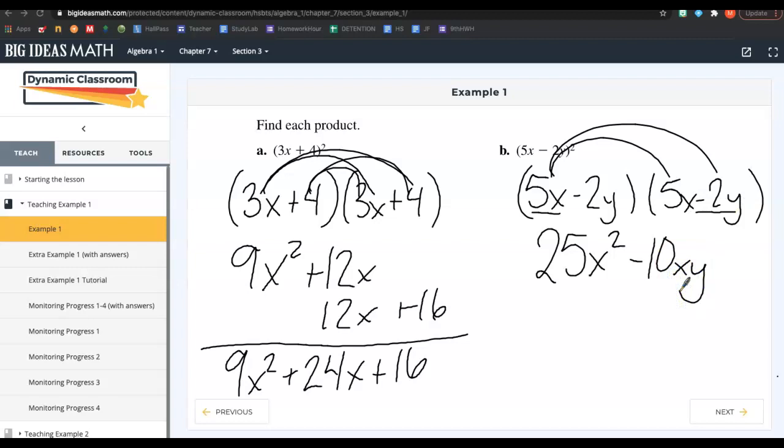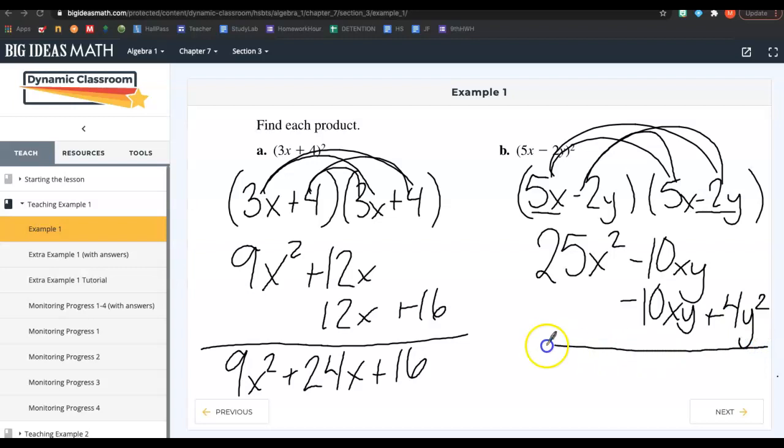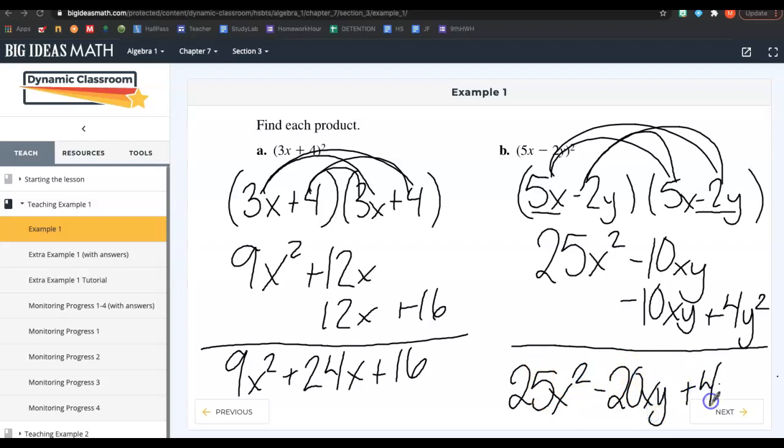Okay. And then negative 2y times 5x. Negative 10xy. Okay? Negative 2y times negative 2y. 4y squared, right? And it would be a positive because negative times negative is positive. Because we have y times y would give me y squared. Negative 2 times negative 2 would give me 4. Correct? 25x squared minus 20xy plus 4y squared.